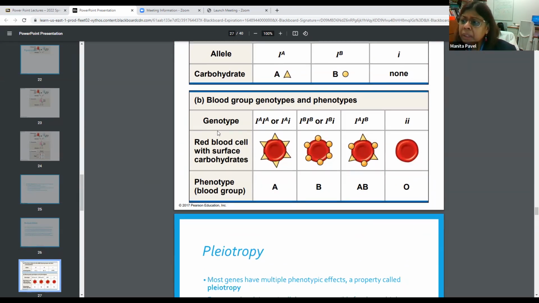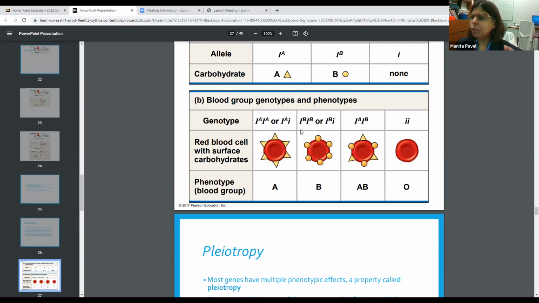So if I asked you, what are the genotypes for the blood groups? The phenotypes are A, B, AB, and O. Now, the genotype for blood type A is represented as IA IA, or IA lowercase i. It may not have that carbohydrate attaching. This is the homozygous condition, and this is heterozygous. And clearly we can see the A carbohydrate is attaching to the red blood cell. Blood type B individuals have the B carbohydrate attaching to the RBC, red blood cell.